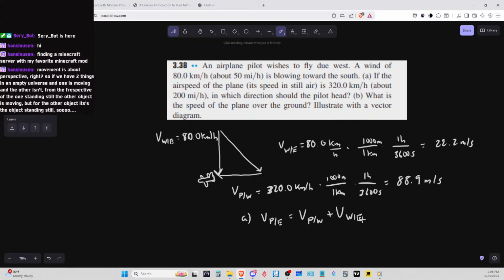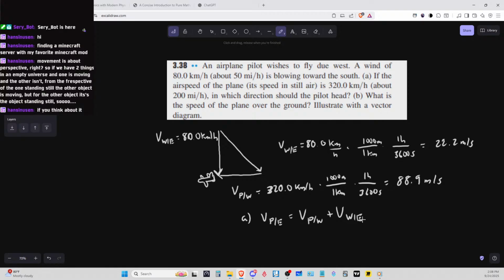Movement is about perspective, right? If we have two things in an empty universe and one is moving and the other isn't, then from the perspective of one, it's standing still and the other object is moving, but for the other object, it's the object standing still. So it's about perspective. Yeah.